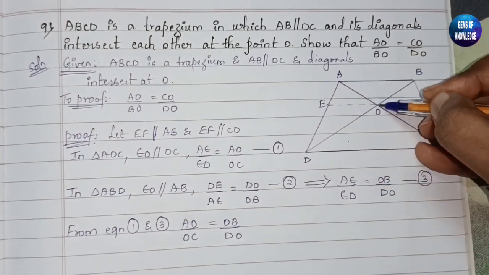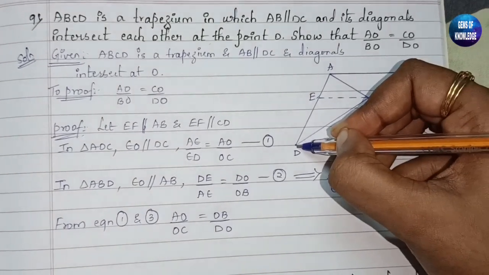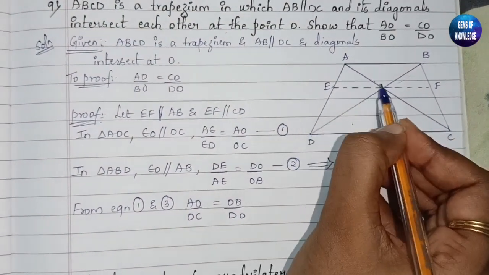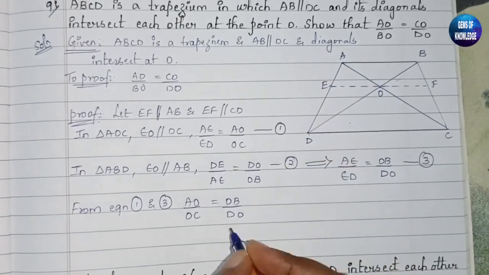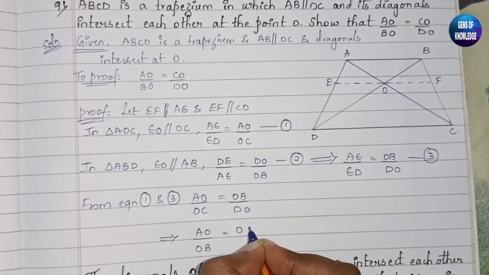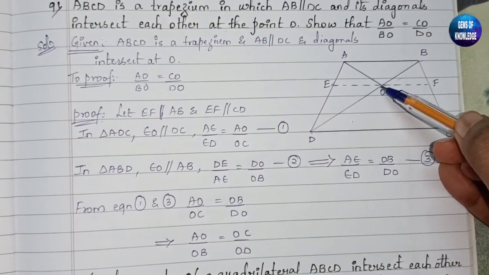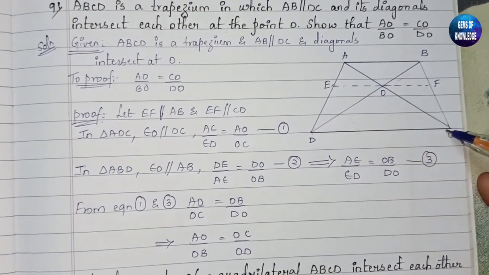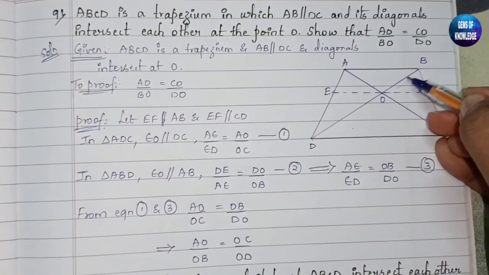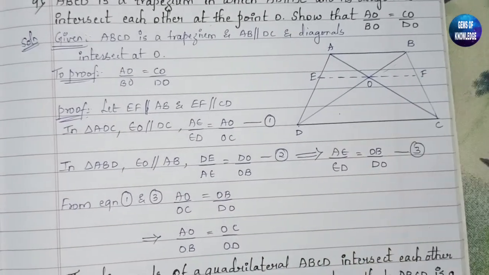That is AO by OC and BO divided by DO. Okay, since these are all equal, we will get AO by OB is equal to OC by OD. Since you can write about these two triangles, AO divided by OC and OB divided by OD, you can also write that AO to OB are in ratio, and it is equal to OC divided by OD.